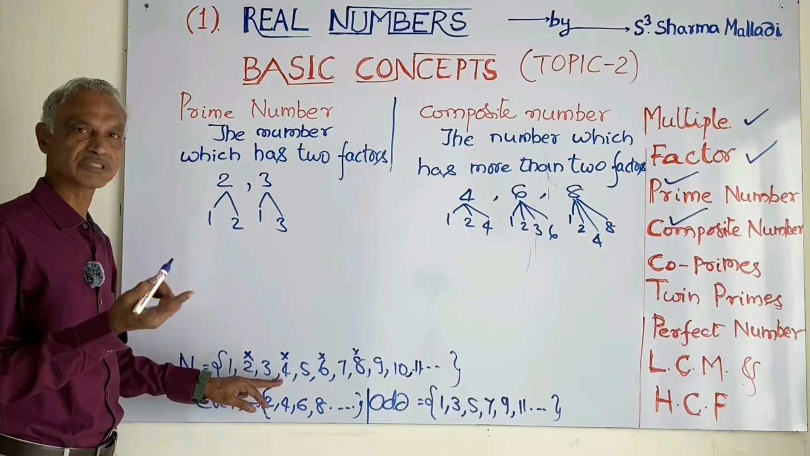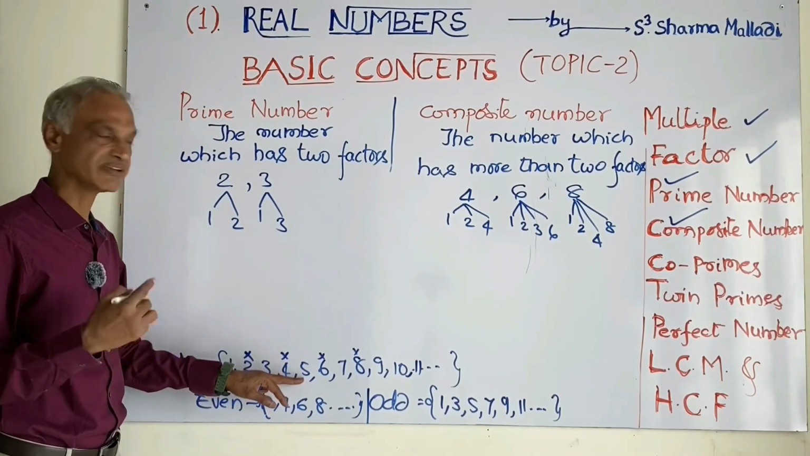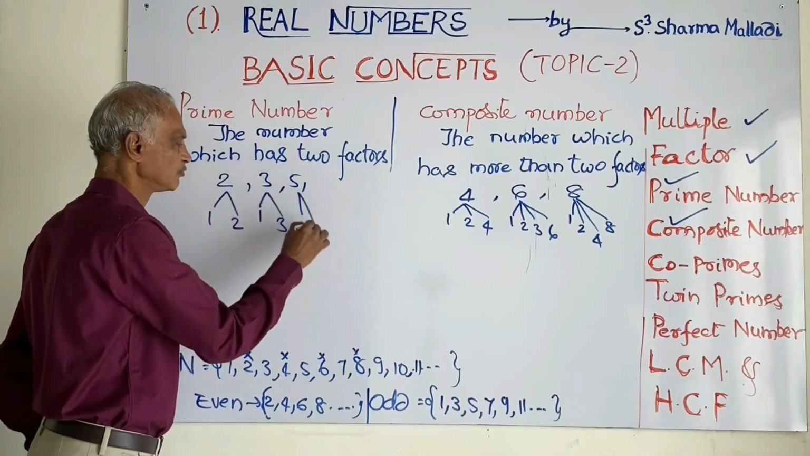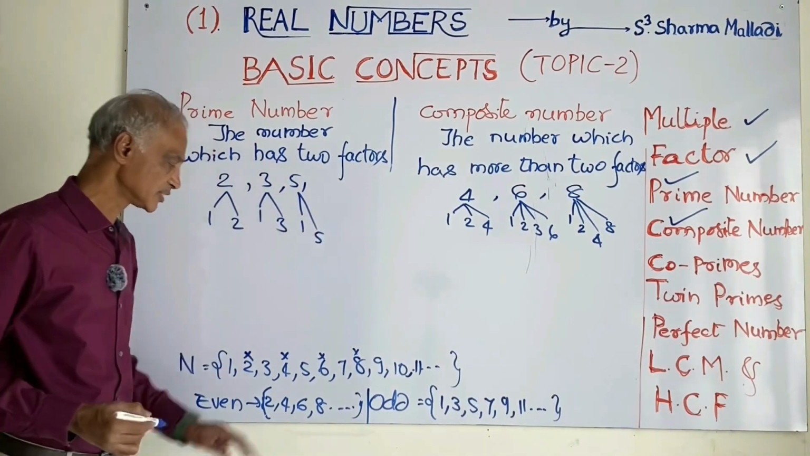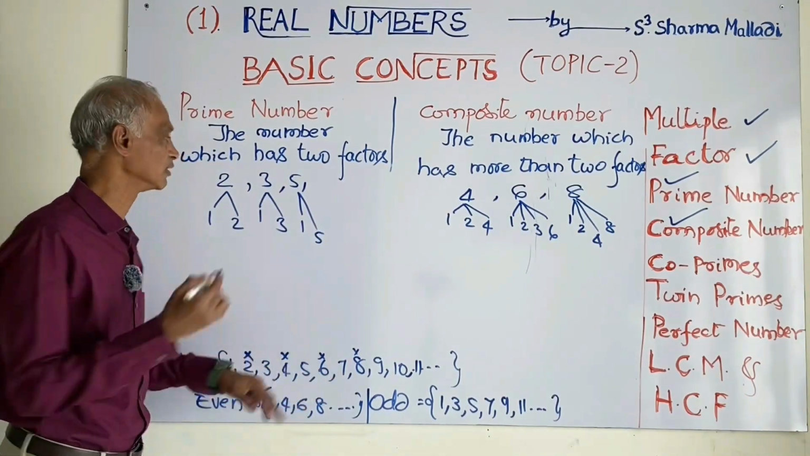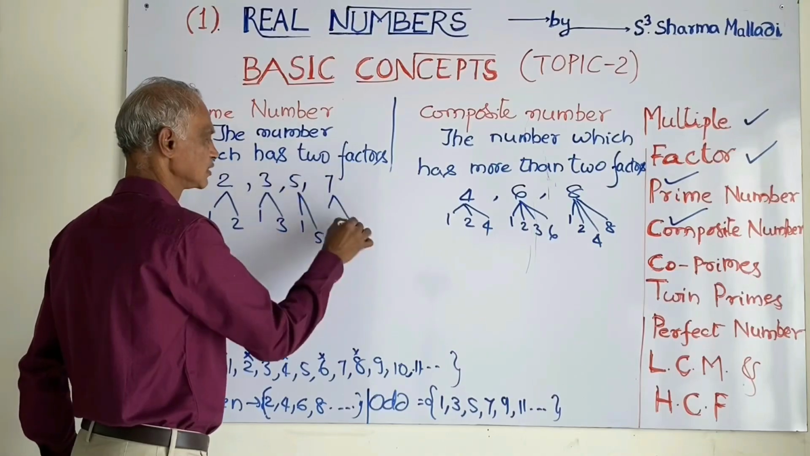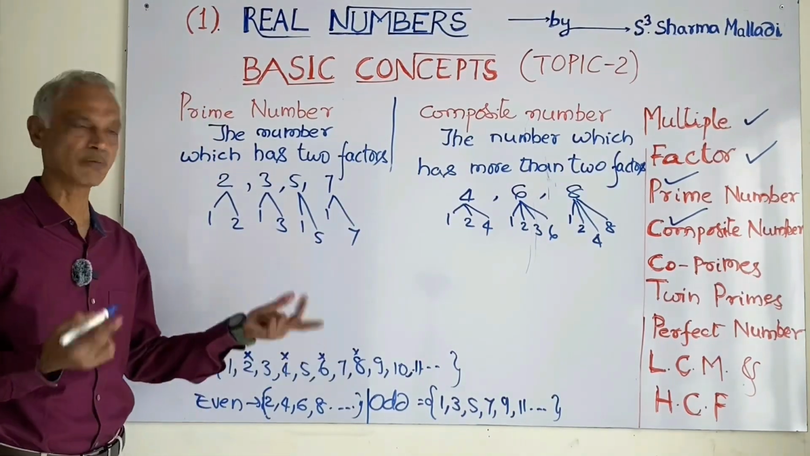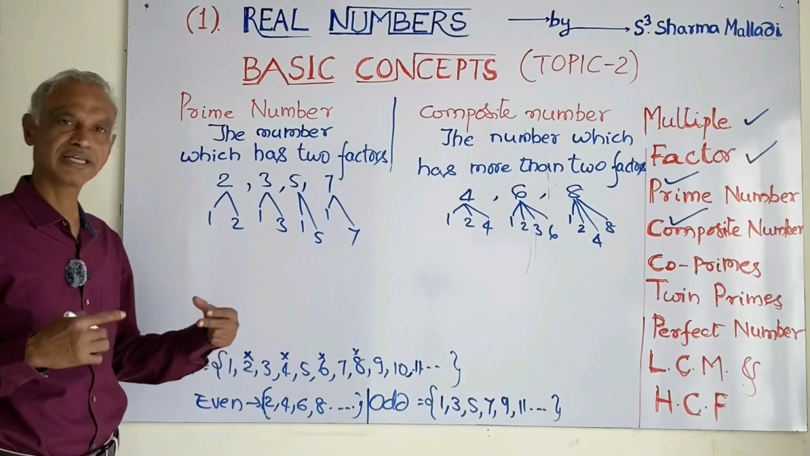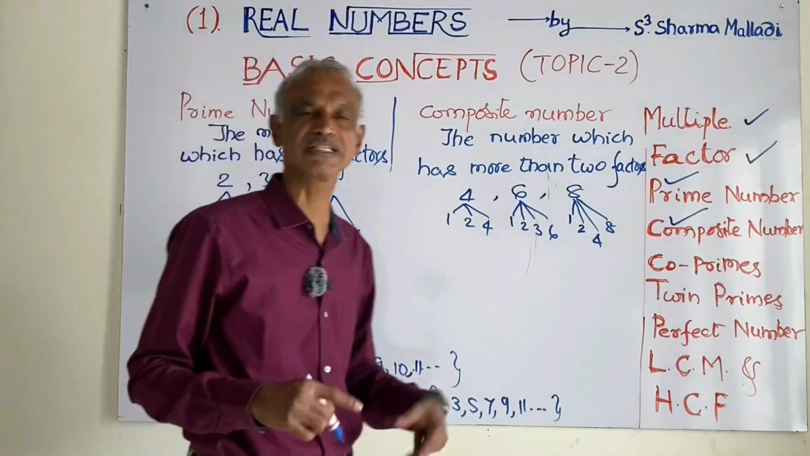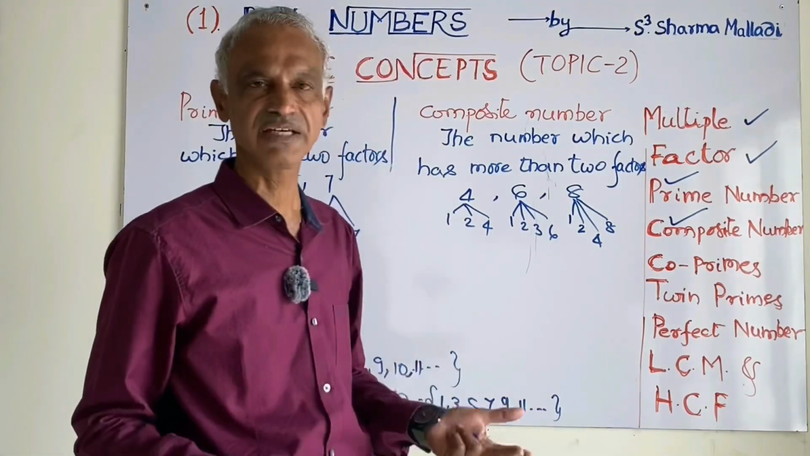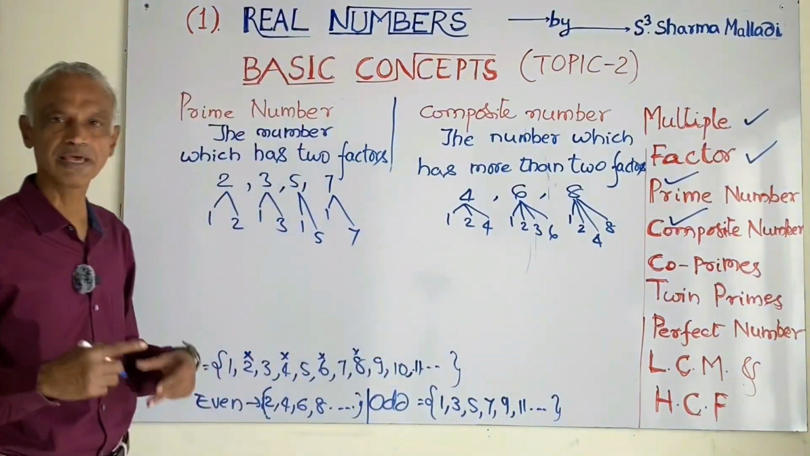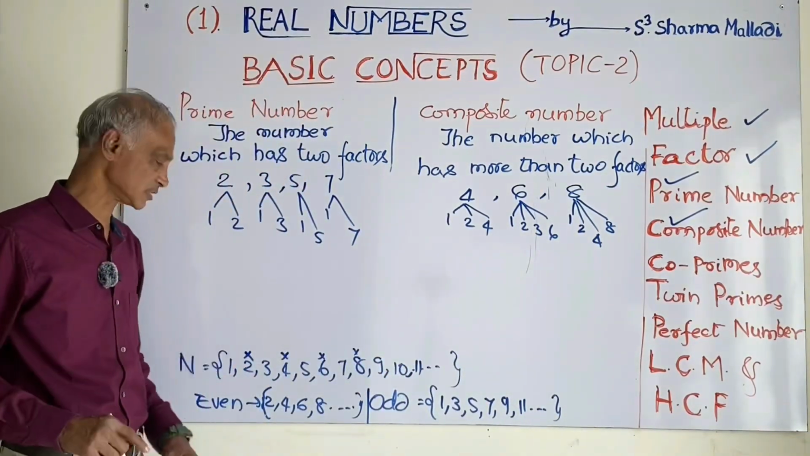4 is a composite number. 5 is a prime number because it is having only 2 factors, 1 and 5. 6 is a composite number. 7 is a prime number because it is having 1 and 7, only 2 factors. 8 is a composite number. 9 is also a composite number because it is having, what are the factors of 9? 1, 3, 9. Don't think 9 is a prime number. 9 is a composite number.